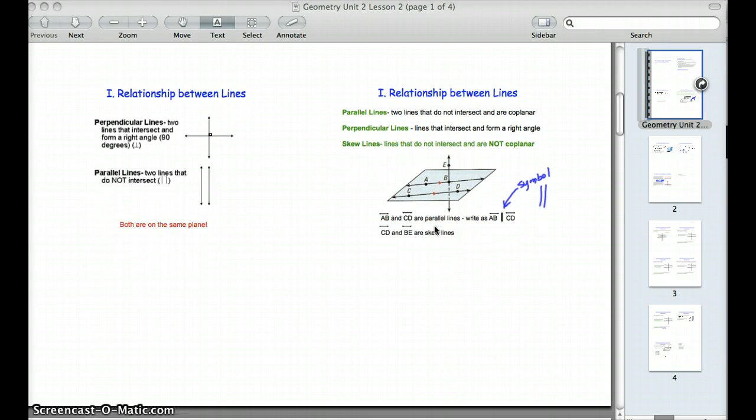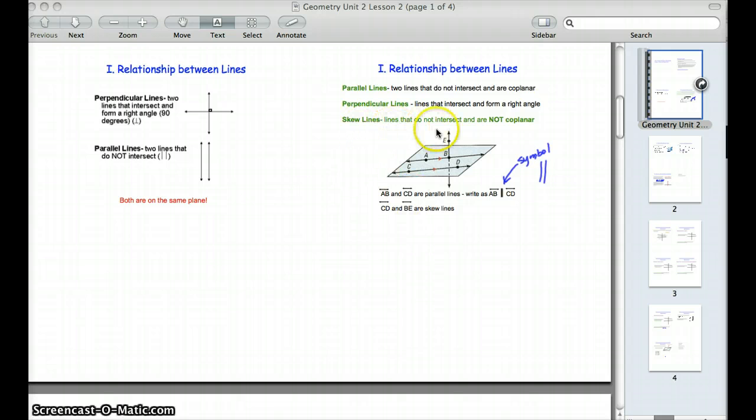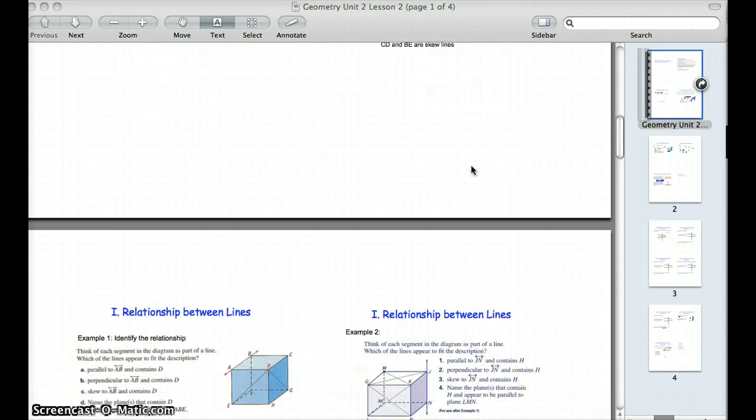Alright, so let's go ahead. Skew lines are lines that do not intersect and are not coplanar. So it says down here line CD and line BE are skew lines. And the reason why they're skew lines is if you can see this line here and this line here on the same plane, but when you have dotted lines here, that means that this line is actually not going to be on the same plane as CD. Therefore, BE and CD are on two different planes.